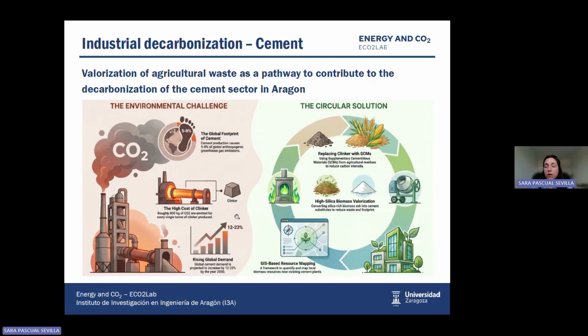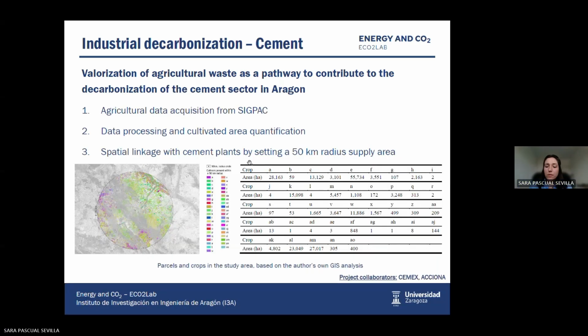This one proposal, or the aim of this proposal, is to partly use agricultural waste as supplementary cementitious materials. In this case, first of all, the project includes the crop identification using a geographical information system for the agricultural fields.